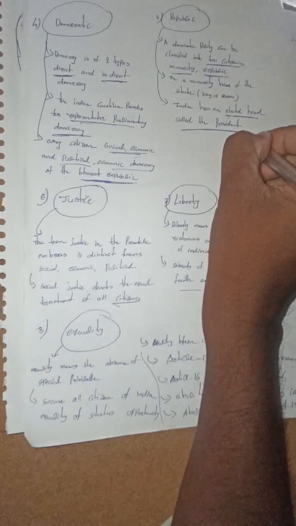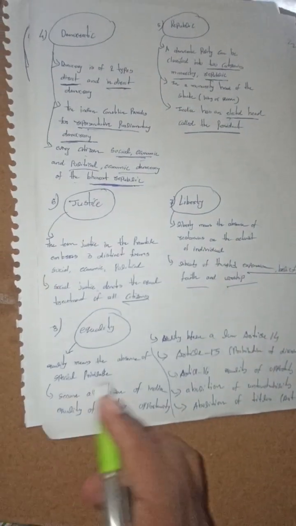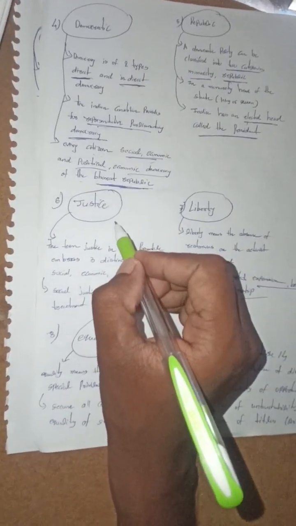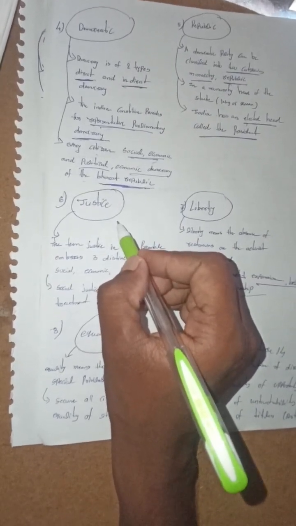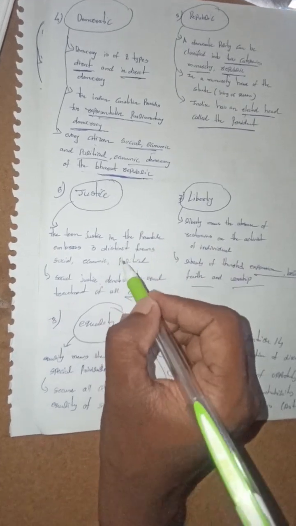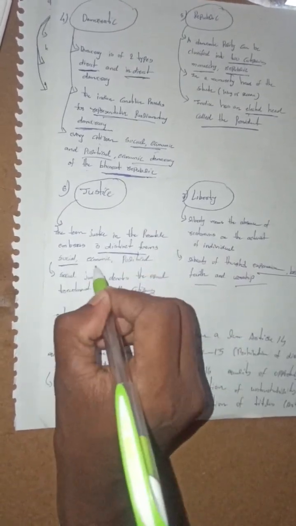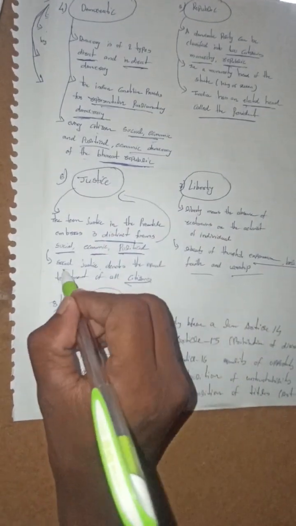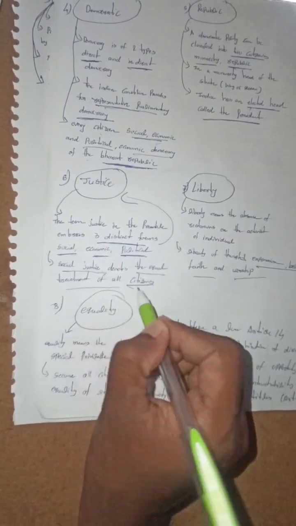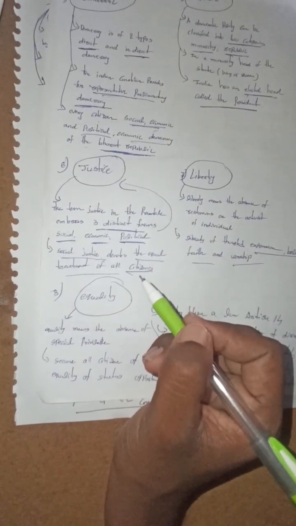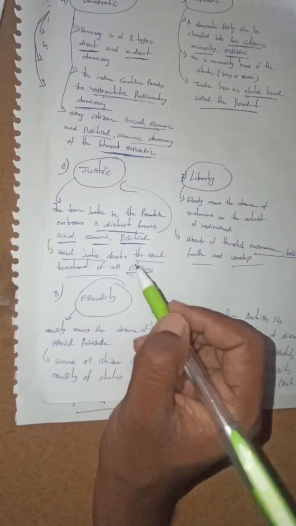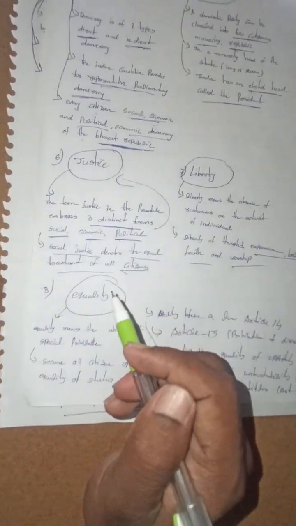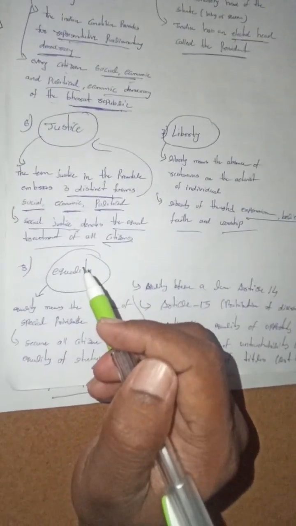And one more thing, justice. Justice is a very important part of the law of the land. The term justice in the preamble embraces three forms: social, economic, and political. Social justice denotes the equal treatment of citizens. Economic justice denotes non-discrimination between people on the basis of economic factors. Justice is important for the judicial system.